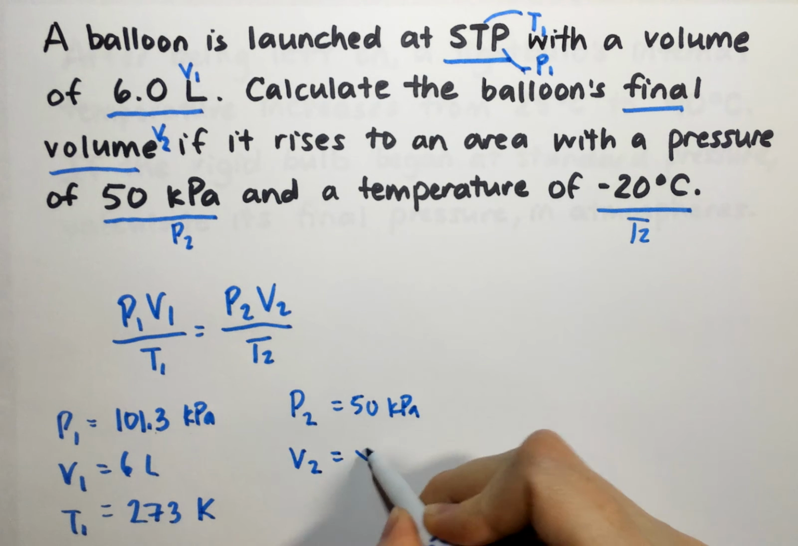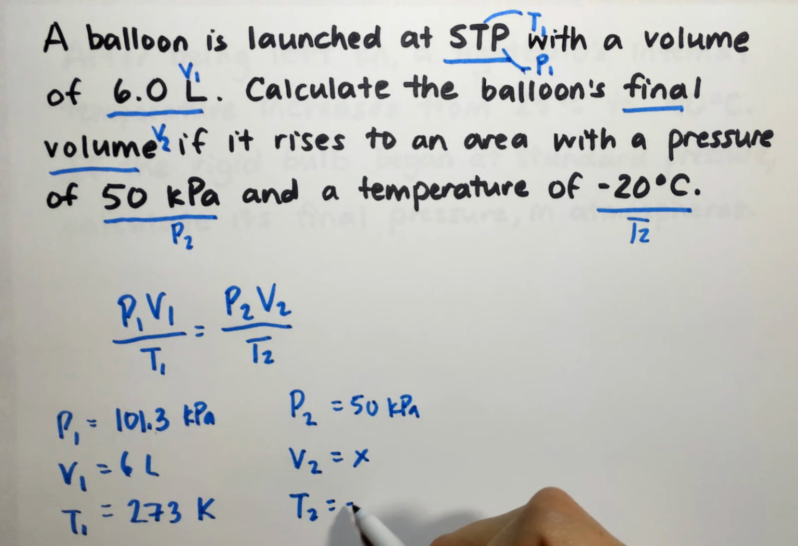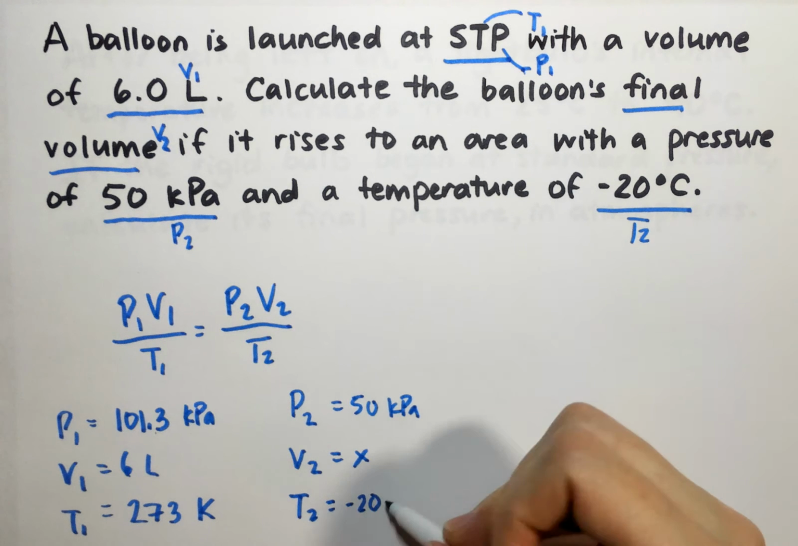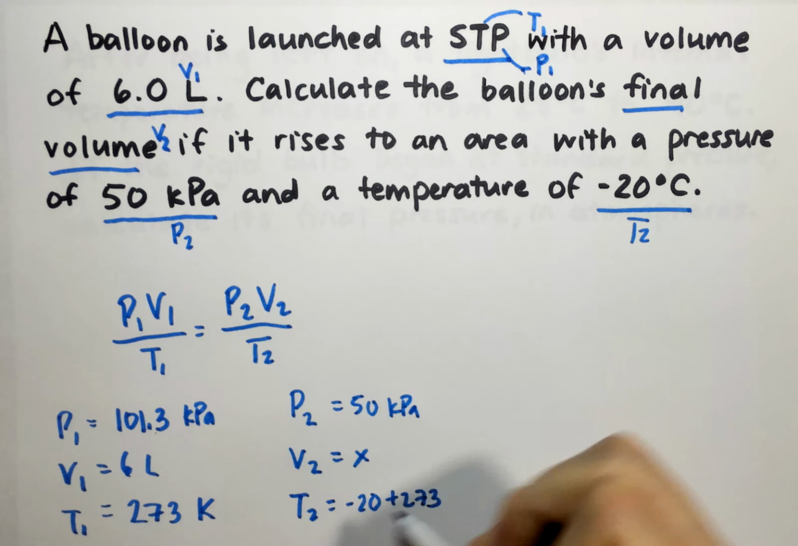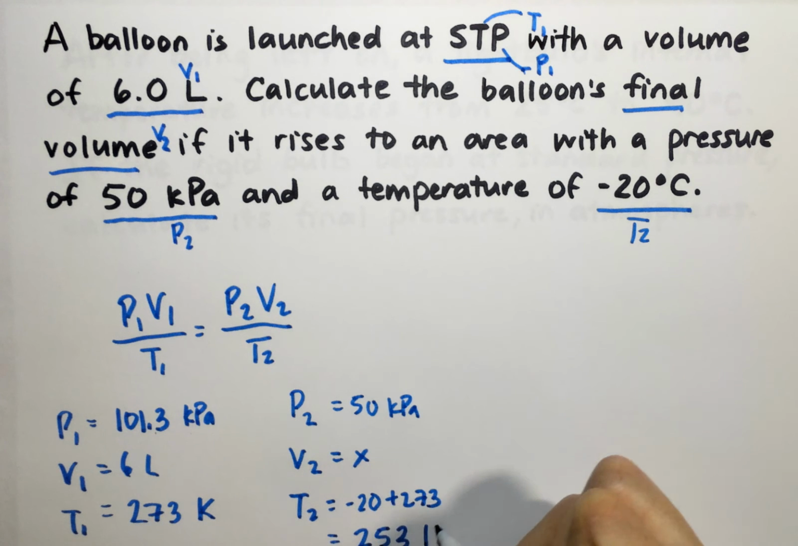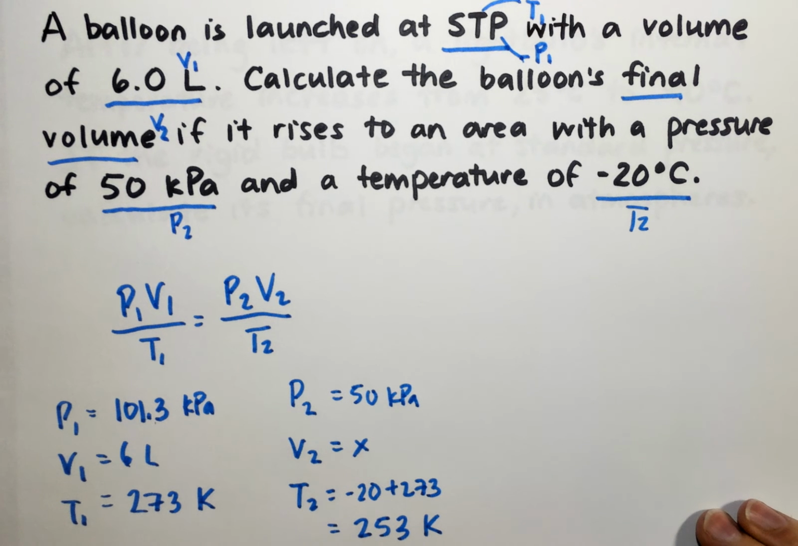V2 is what we're trying to find, so it'll be our x in our equation. And T2 is negative 20 degrees Celsius. Can't have that in our problem, so let's add 273 onto it and turn that into 253 Kelvin. From here on out, folks, it's just an algebra problem, a big cross multiplication setup.